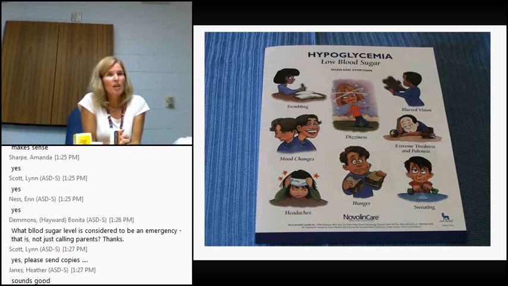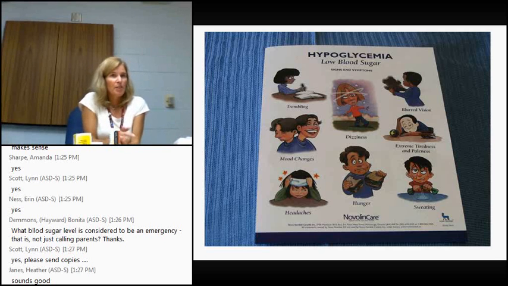So what causes a low blood sugar is too much insulin, not enough food, or physical activity. So the child took their insulin, didn't eat their food, and the result is a low blood sugar. Physical activity can also lower blood sugar, and sometimes children need to be extra prepared, say before gym. Some of them may need to have an extra snack, or some may need to test their blood sugar before gym.